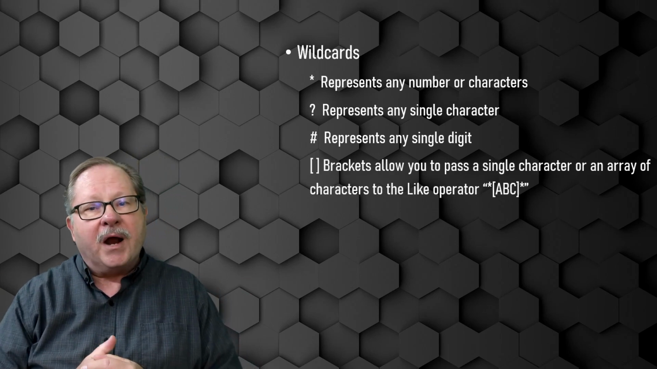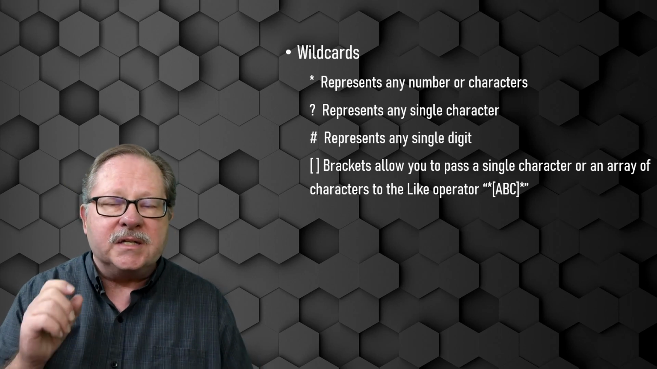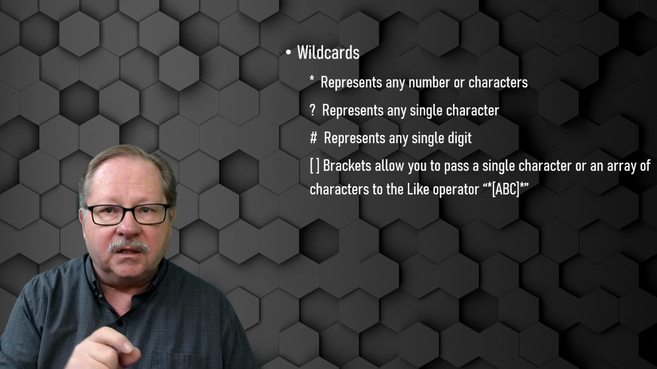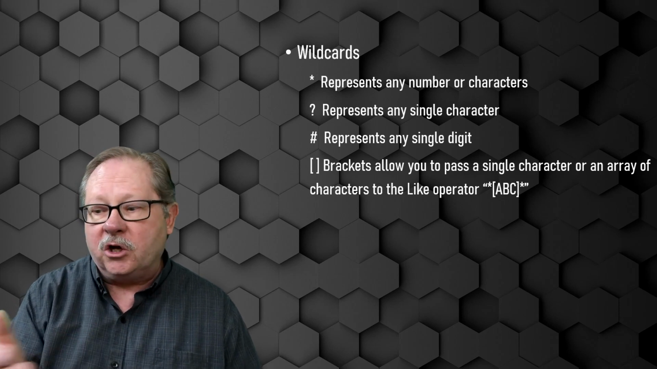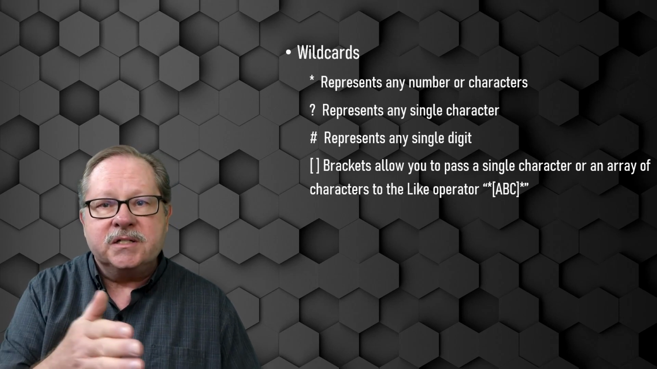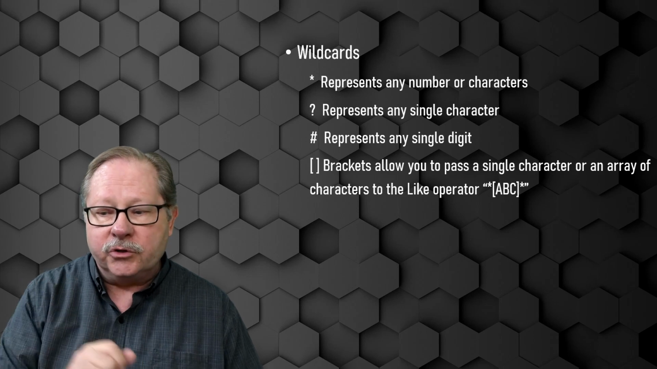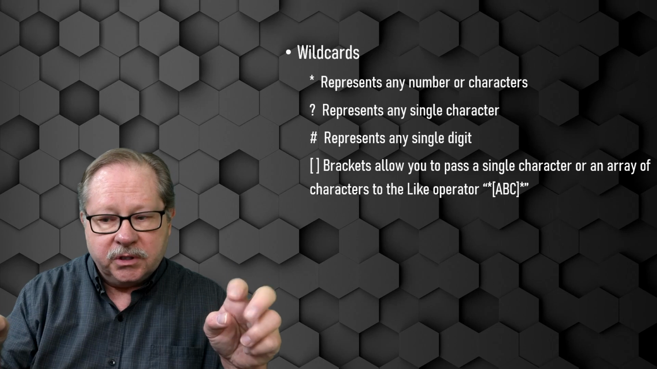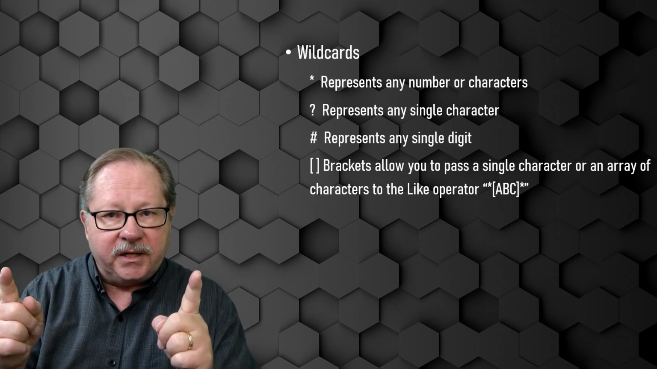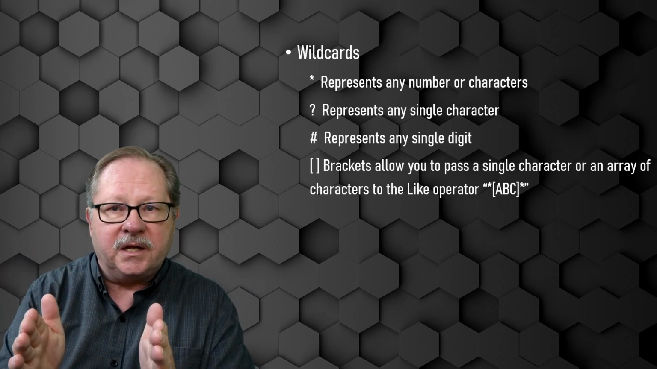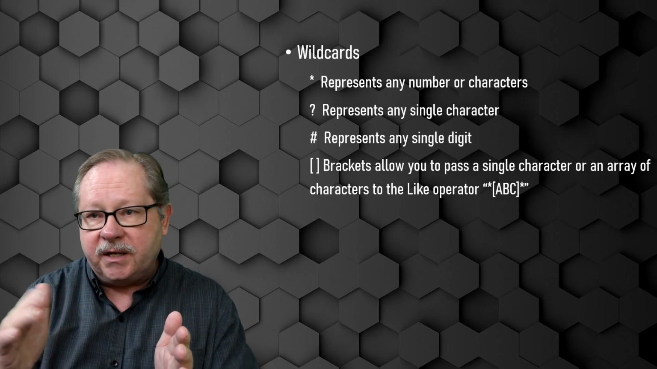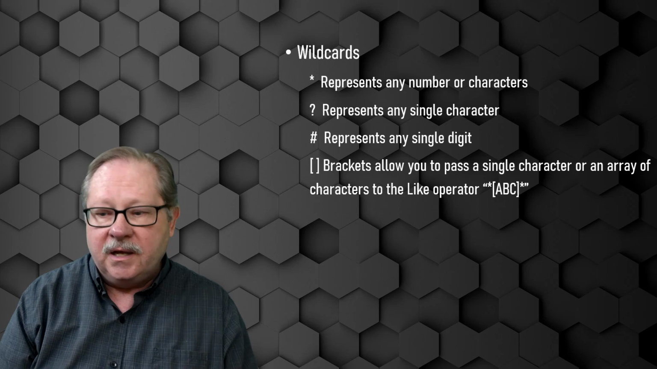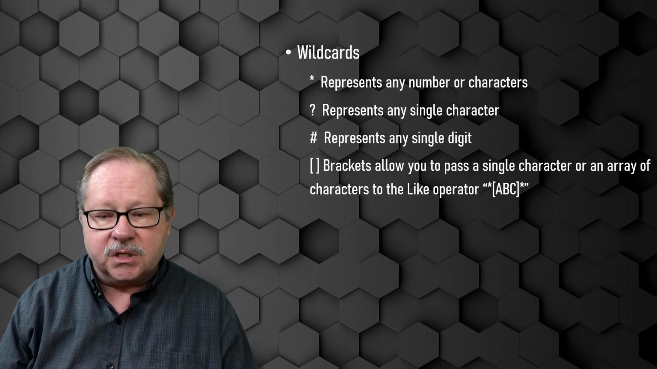The next thing is brackets. Brackets allow you to send a group of characters. So you can pass a single character, or you can pass what they call an array of characters, or several characters within those brackets. And here I give you a little example of, you put it in quotes, you put stars on either side, and then you put ABC in the center. Now it's going to look for an A and a B and a C in that string in any order in any place, and give you the result.